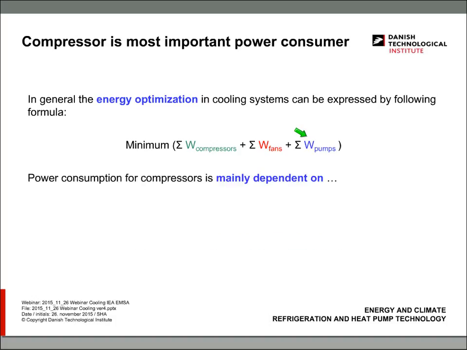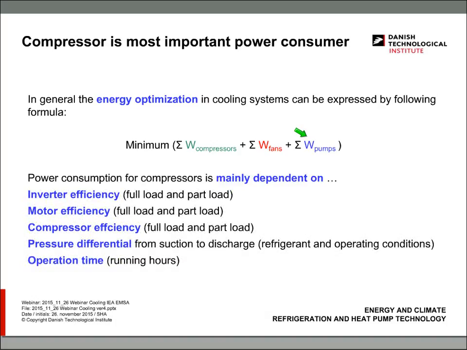And to do that, we look at what we can do about these energy consumptions. Well, we can select efficient inverters if we run with speed control. We can select motors with high efficiency at full load and part load. We can select compressors with high efficiency, again, both at full load and part load. Especially, you have to think about both full load and part load. It's about the pressure differential from suction to discharge, of course. The larger the pressure differential from inlet to outlet, the larger the amount of energy you have to put in. And then, of course, the operating time for each component is also used to calculate the energy consumption.